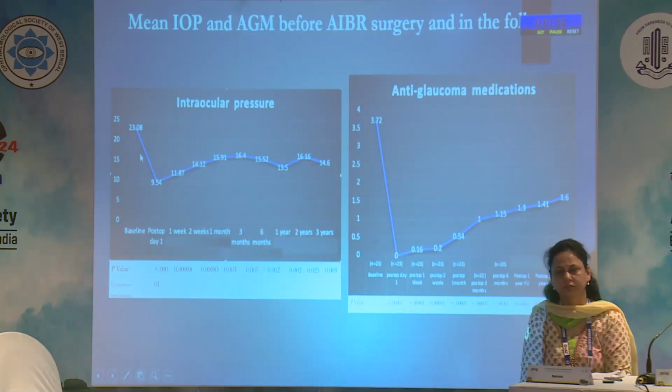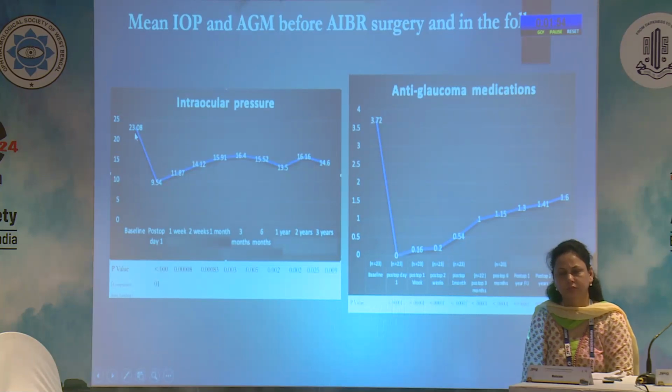Intraocular pressure pre-surgery was 23.08 mm of mercury, which decreased at 1 month follow-up to 15.91, and at 1 year to 13.5, and it was maintained at 14.6 at 3 years follow-up.